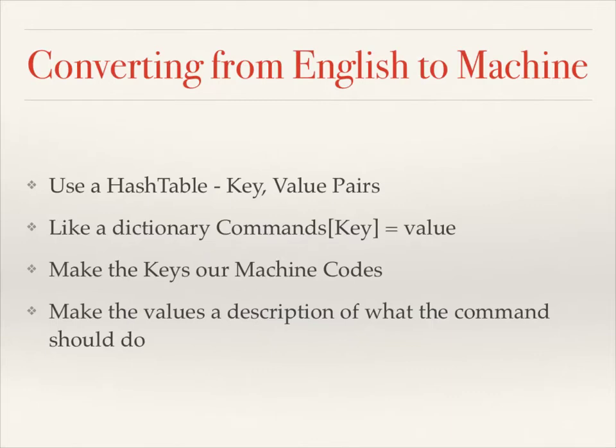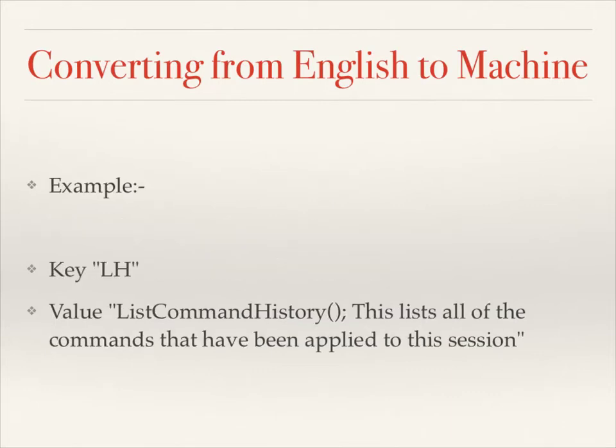So let's see an example of that. My computer code is going to be LH. All my computer codes are actually 2 characters in length, and they're designed to be a bit like assembler. So it's not exactly machine code, but it's harder to understand than the human readable code. Inside my value I'm going to write the command list command history with no parameters. And then I've got this English description.